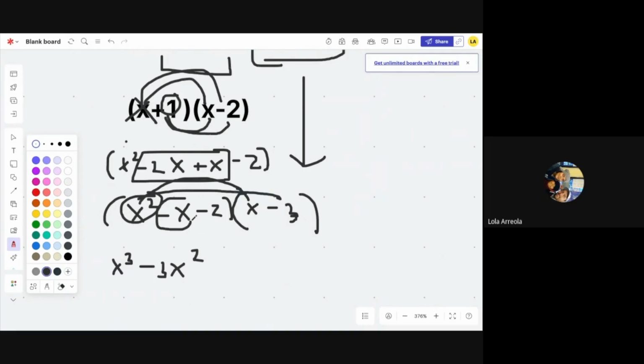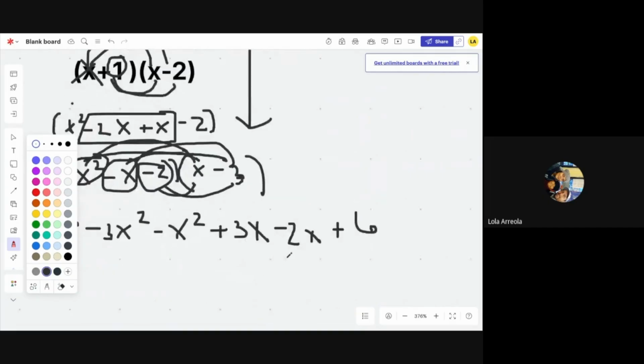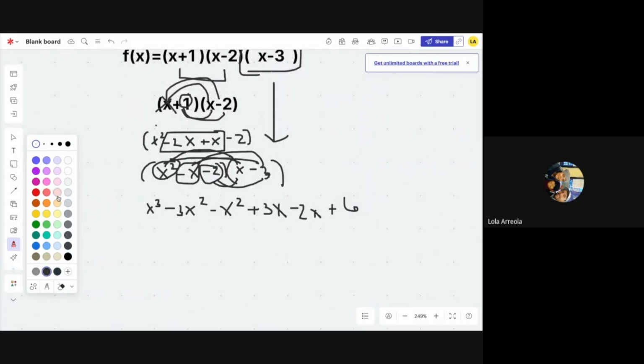Now I'm going to move on to negative x. Negative x times x is negative x squared. And negative x times negative 3 is positive 3x. Finally, I have negative 2. Negative 2 times x is negative 2x. And negative 2 times negative 3 is plus 6. I see a few scenarios of like terms. So I see x squared here and x squared here. So I'm going to combine these two terms. And over here I see x and x. So again, I'm going to combine these two terms because they are like terms.